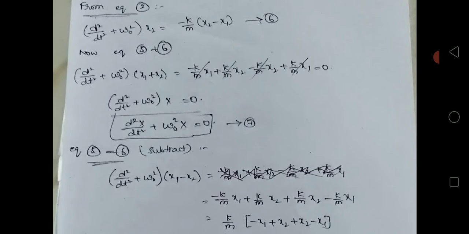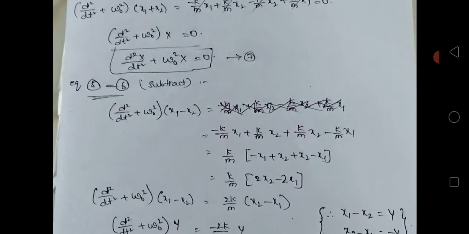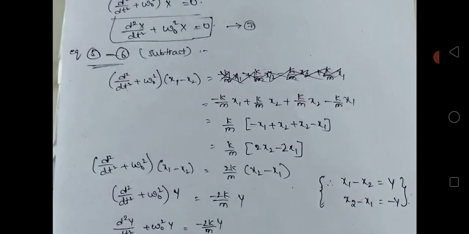So this is equation number 7. Then we are taking subtraction, that is equation 5 minus equation 6. d square by dt square plus omega naught square into x1 minus x2 is equal to, the right hand side is minus k by m into x1 plus k by m into x2 plus k by m into x2 minus k by m into x1. Here we cannot cancel it because we have two minus terms and two plus terms.